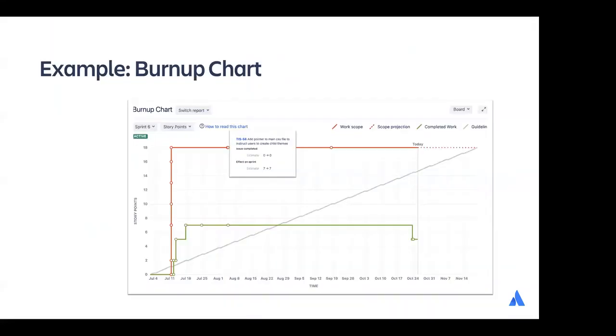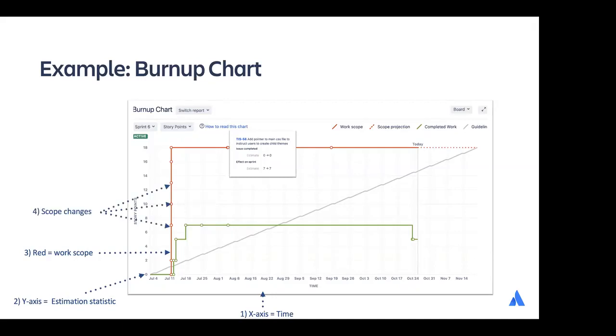And so here's an example. The horizontal axis again represents time. The vertical axis represents the amount of work, and again, in this case, that would be story points. The chart shows the red line, which is the scope line. And the spikes in the work show that something has been added to this milestone.